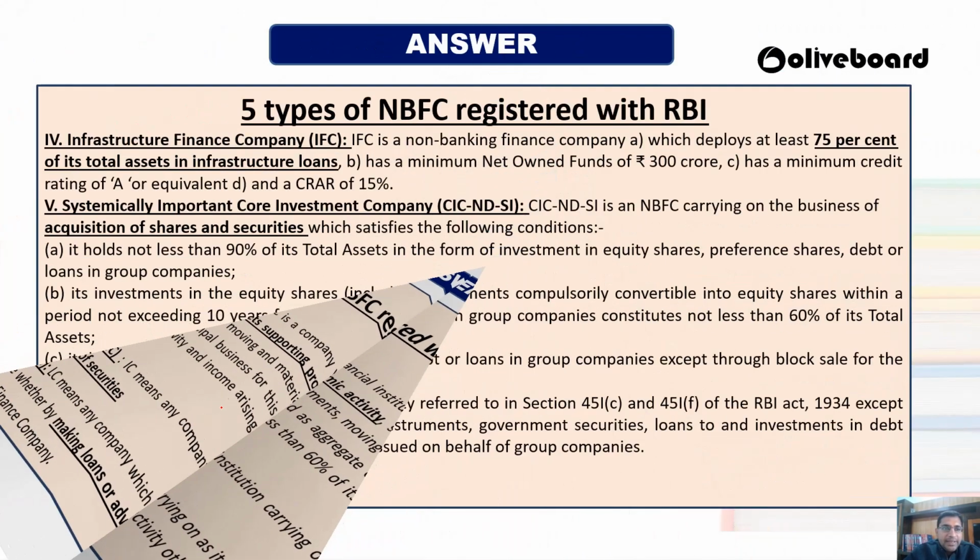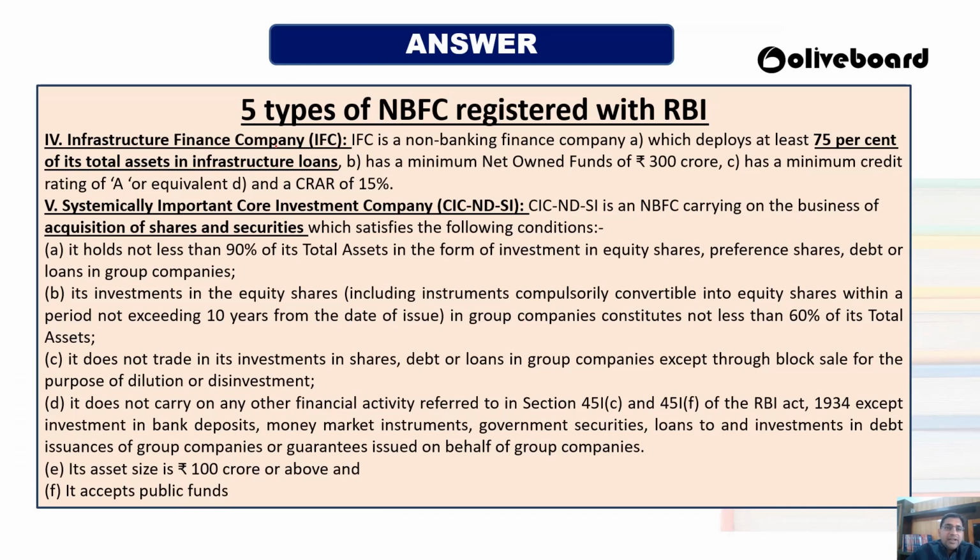Then the fourth one is the infrastructure finance company. As the name suggests, these are NBFCs where 75% of their total assets are given as infrastructure loans. That is, they only give loans for infrastructure purposes. Do not be too technical, because in the examination they will not go so much deeper into that. I have given you some bigger answers, but these are not asked. It is just for your conceptual clarity that I have given them here.